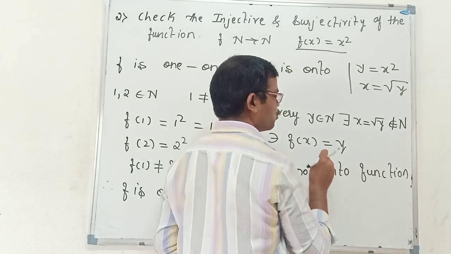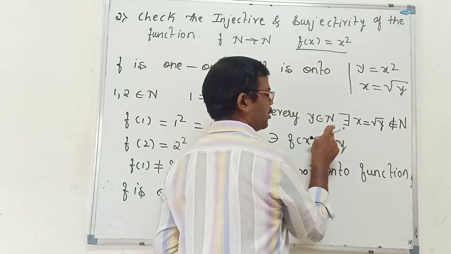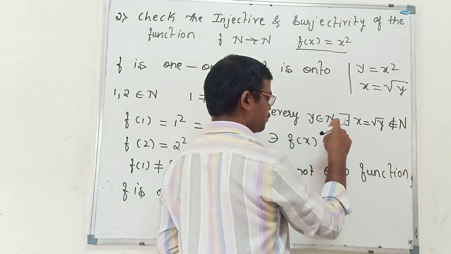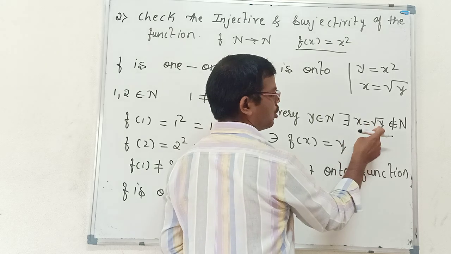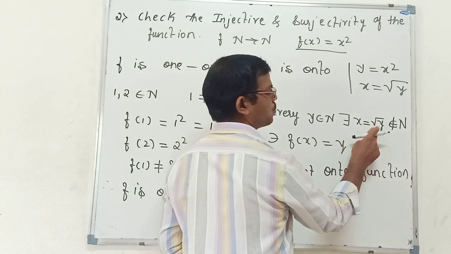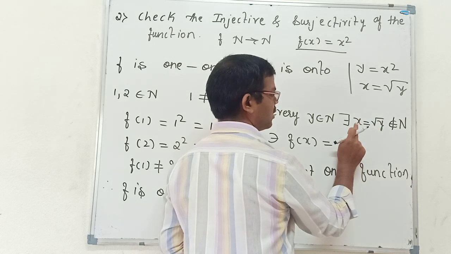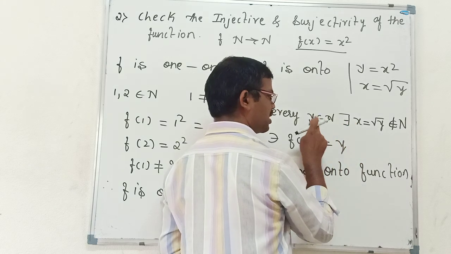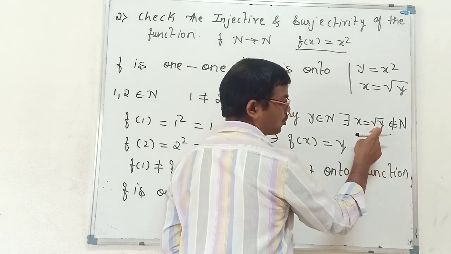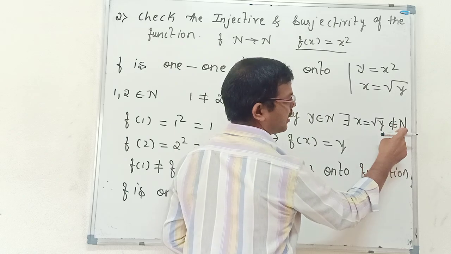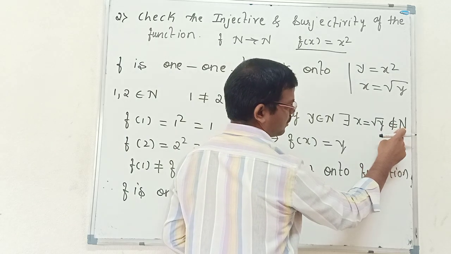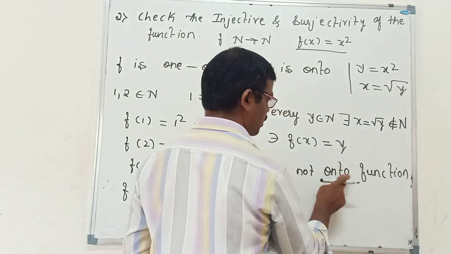For example, 2 is a natural number. If you take root 2, we get x equal to root 2. So the pre-image of y is root 2, but root 2 is not there in the natural numbers, so it is not called an onto function.